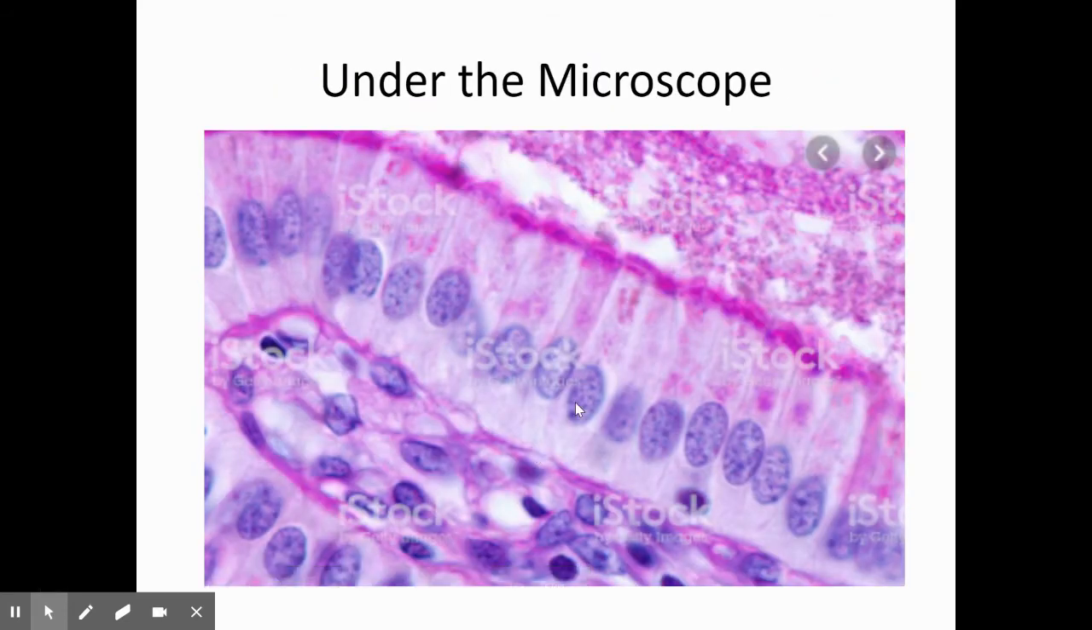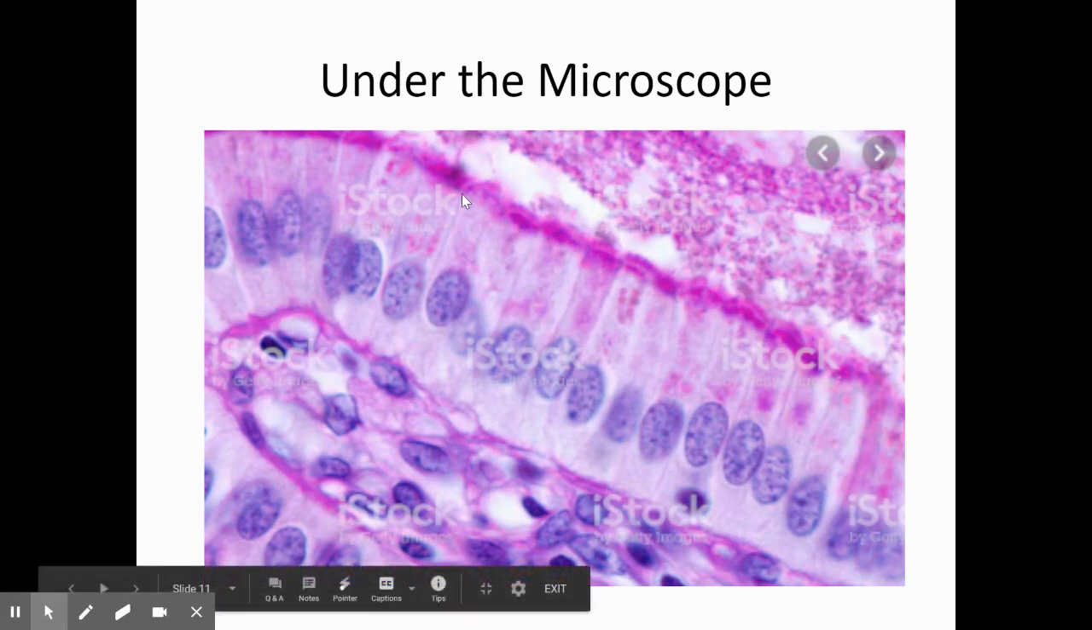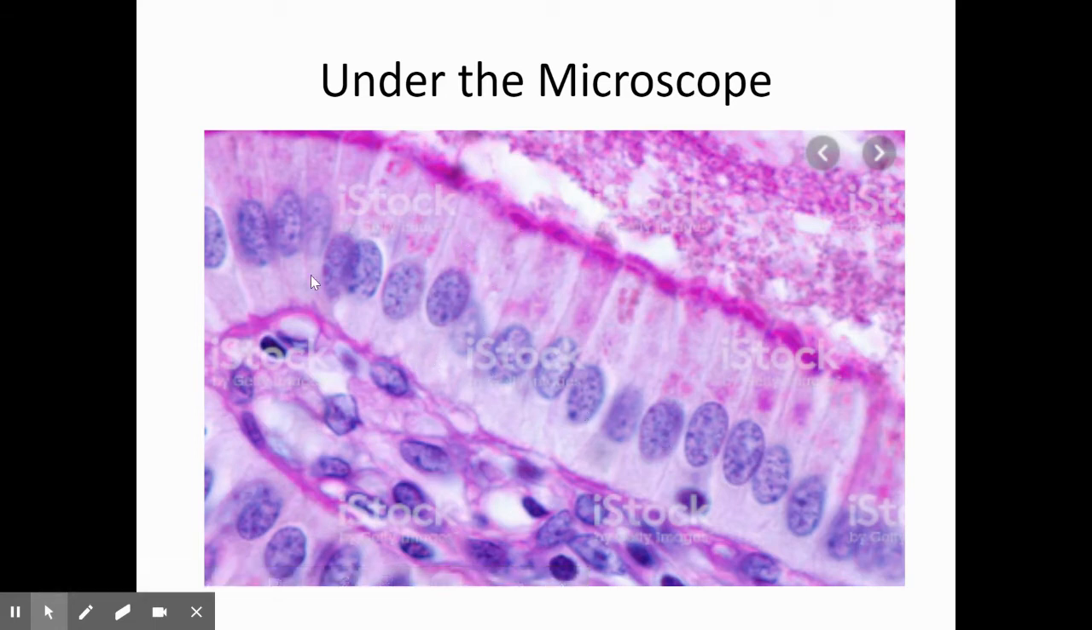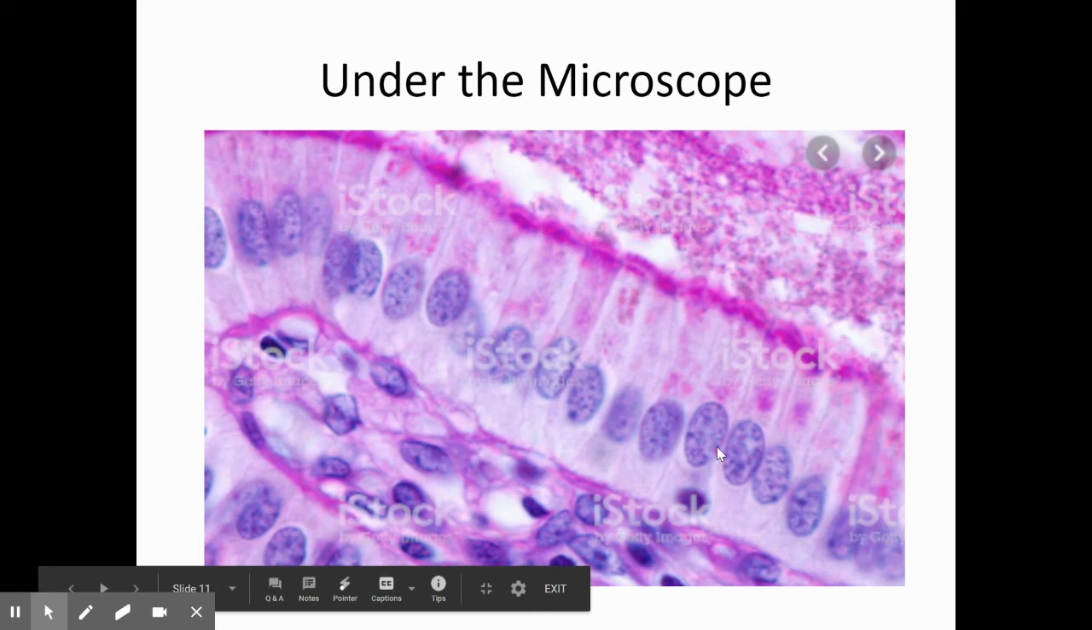Oh, before we do that, we've got our picture here. This is what I was talking about underneath the microscope. You can kind of see how they're tall and skinny, but if you notice the nuclei, they're sort of all lined up towards the bottom of these cells. So that's one way to help pick out what these cells look like underneath the microscope.